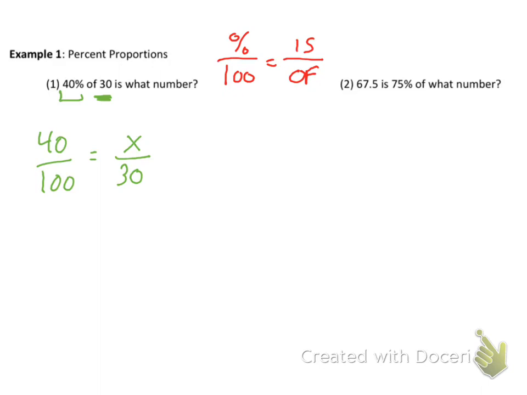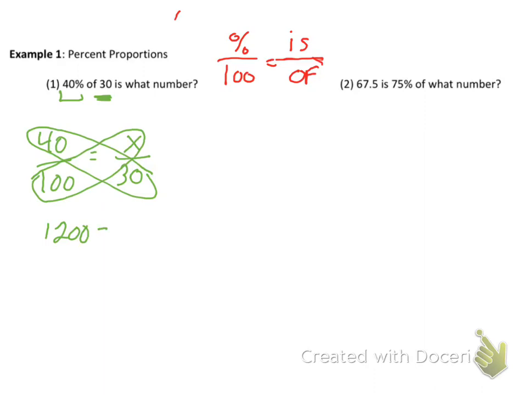Once we set up our percent proportion, we can cross multiply. So 30 times 40 is going to give me 1200. 100 times x is going to give me 100x. And so when I divide both sides by 100, x equals 12. So if I take 12 divided by 30, I would get 40%, because remember, a proportion is saying the left-hand ratio is equaling the right-hand ratio.